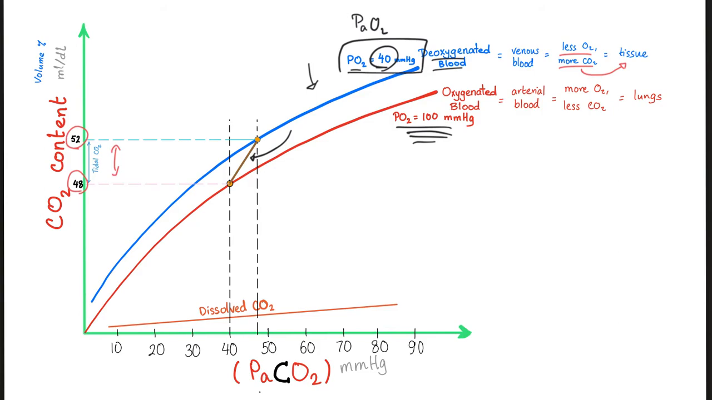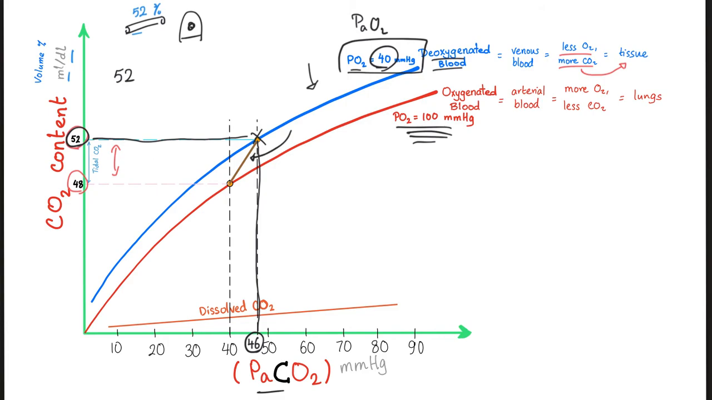What is the PaCO2? Well, it depends on the location. If you are in the tissue or in the veins, you have lots of CO2. It's basically 45 or 46. And if you go up here until you intersect with that line, and you go here, this is 52. So in a venous blood, let's say this is like a cell, and it just dumped the CO2 onto the vein. Now the vein has 52 ml% of CO2.